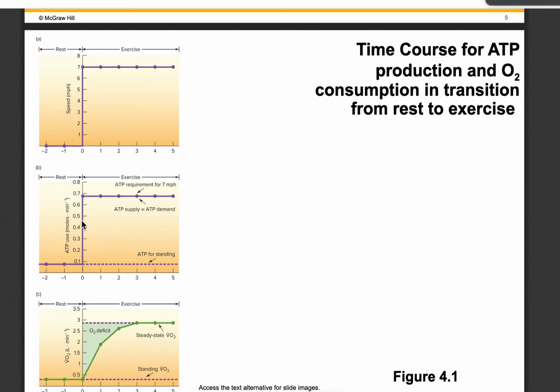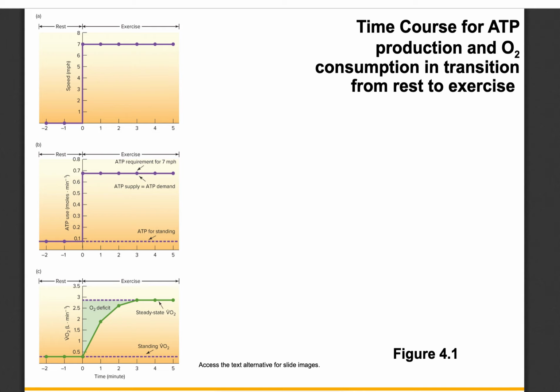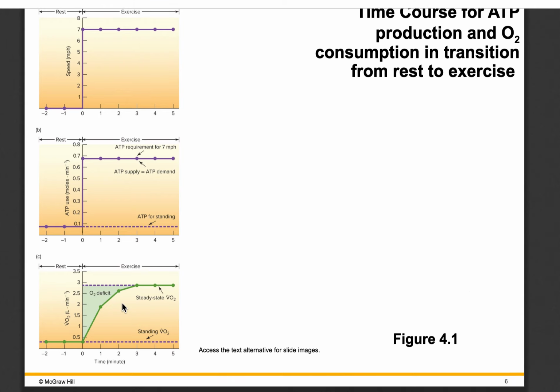And so what you see here is the ATP demand also changed. It went from very little to very high all of a sudden. So we see this big jump in how much ATP is there. But what we see is the fact that the VO2, the amount of oxygen we're consuming, doesn't jump up immediately because our aerobic systems take time to kind of come on board.